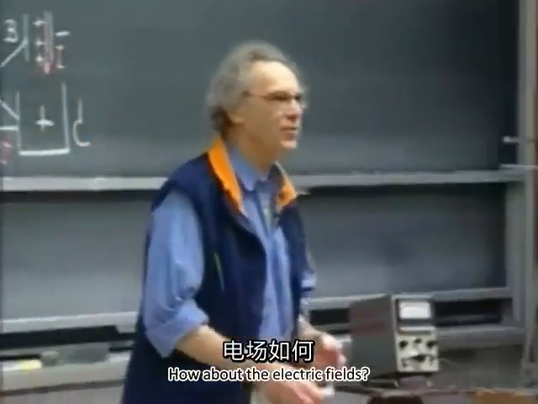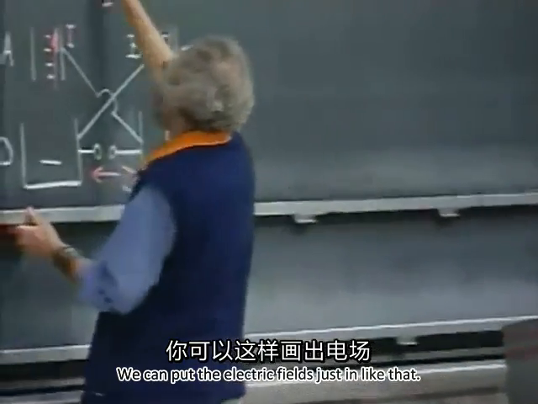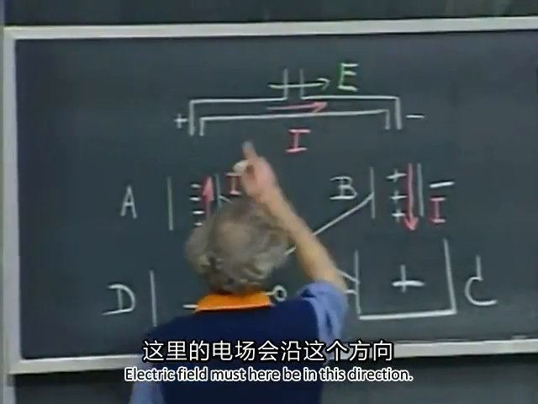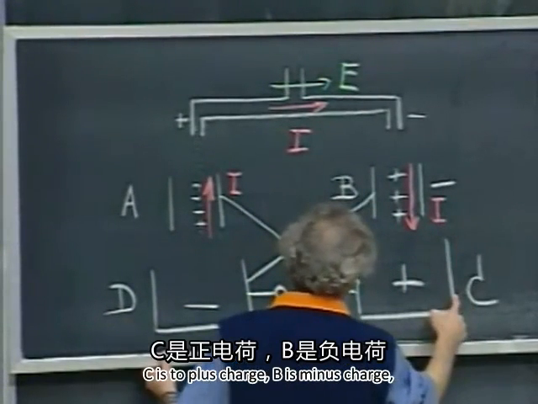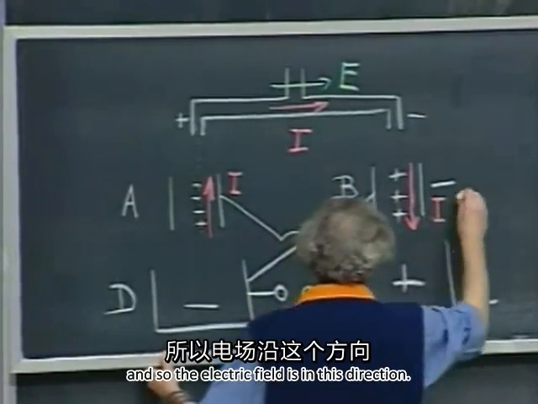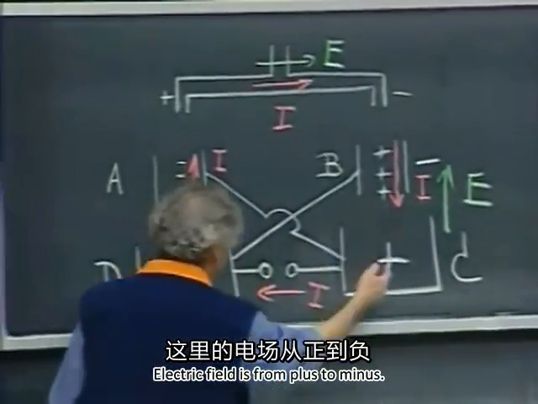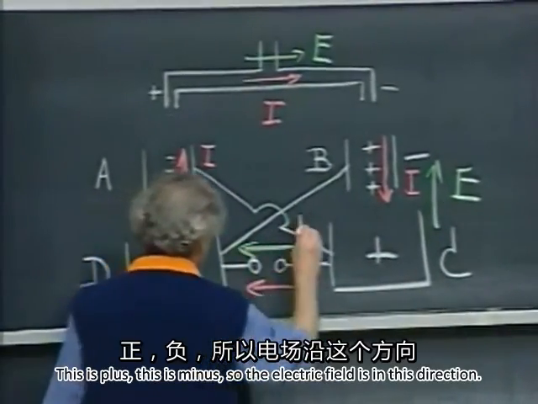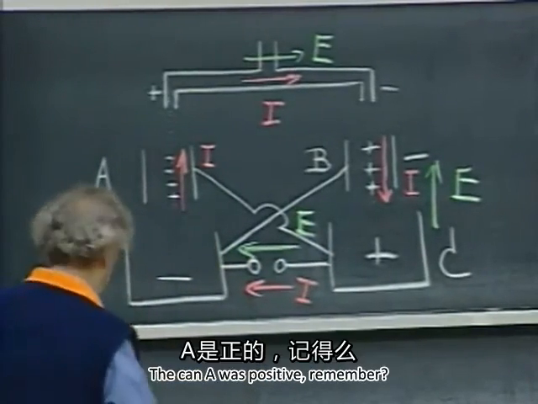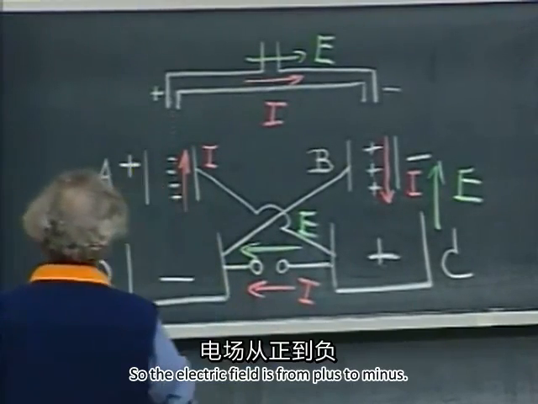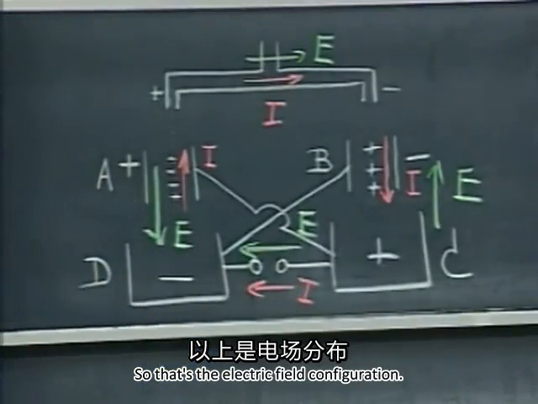How about the electric fields? Well, electric fields, we know, go from plus to minus. So that's easy. We can put the electric fields just in like that. Electric field must here be in this direction. The electric field here goes from plus to minus. C is plus charged, B is minus charged, and so the electric field is in this direction. Electric field is from plus to minus. This is plus, this is minus, so the electric field is in this direction. Electric field is from plus to minus. The can A was positive, remember? So the electric field is from plus to minus. So that's the electric field configuration.